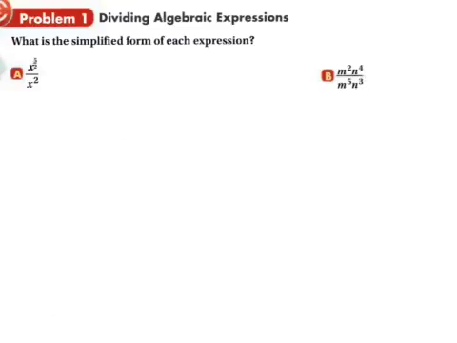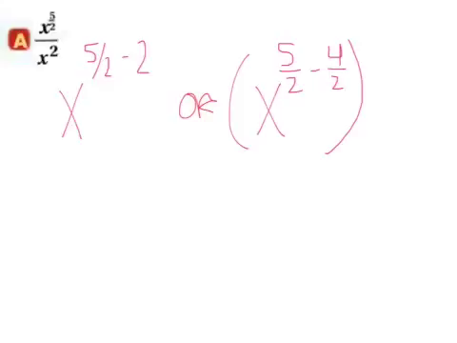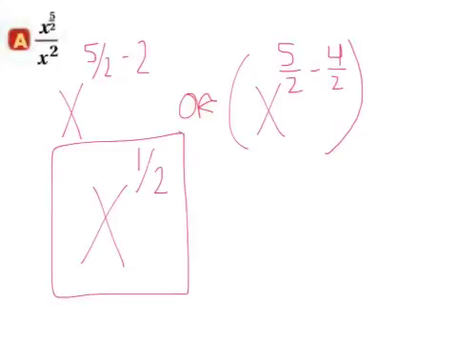In problem 1, dividing algebraic expressions, you're going to find the simplified form of each expression. For part A, I have x to the 5/2 power divided by x squared. I have the same base of x, and I'm going to go from top to bottom, so 5/2 minus 2. Your graphing calculator will do this for you automatically, but if you didn't, you would have to have the same denominator in order to subtract the fractions, so I would have 5/2 minus 4/2. 5/2 minus 2 is 1/2. The final answer would be x to the 1/2 power.